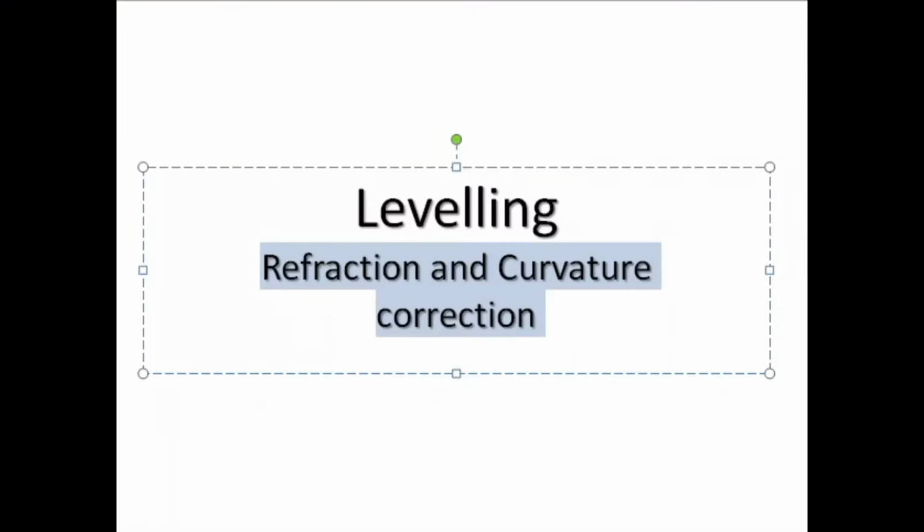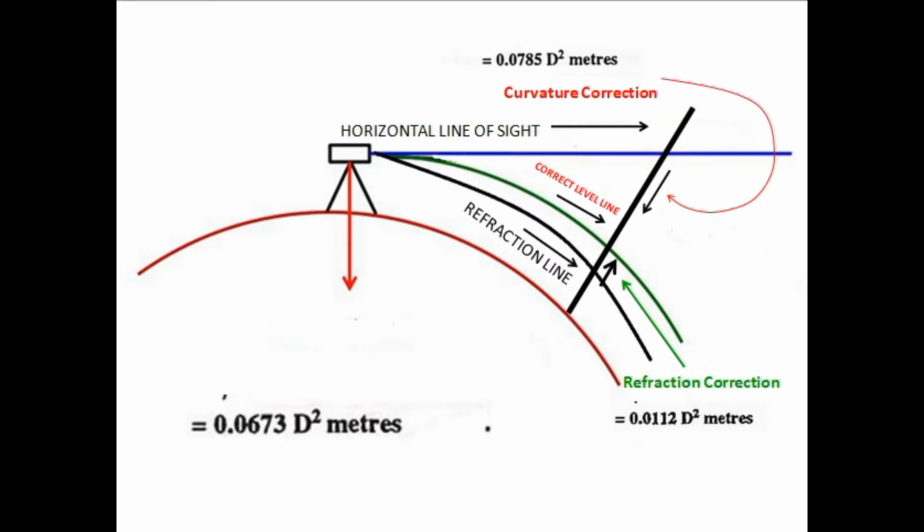We are going to study an important aspect of leveling, that is refraction and curvature correction. What do you see in this figure? Look at this. It's very simple. We will try to understand. This is our level. We have labeled the instrument properly.